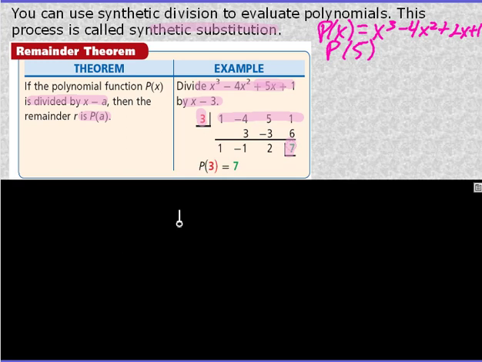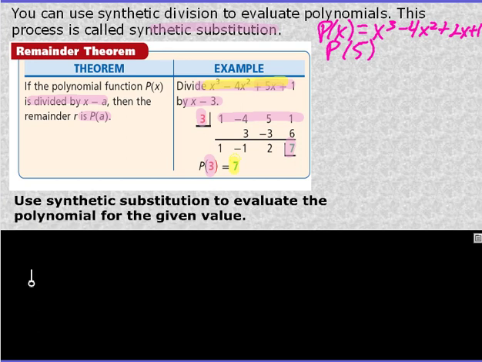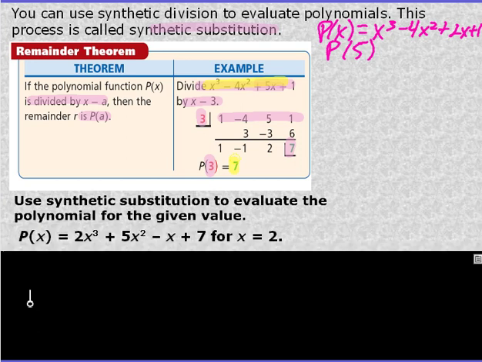It means the value of the polynomial at 3, which is our a here, is equal to 7. So if I plugged 3 into this polynomial here and calculated it out, I would get 7. So it's very clever for one thing, but if you had a very complicated polynomial, it might actually be easier. All right, so we're going to try this. Use synthetic substitution to evaluate the polynomial for the given value. So first of all, for x equals 2, so we don't even have to figure out what a is.